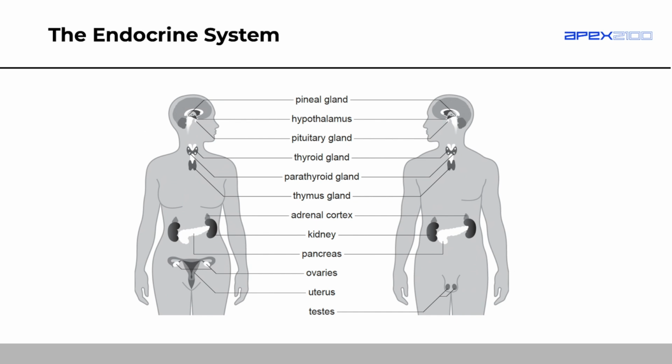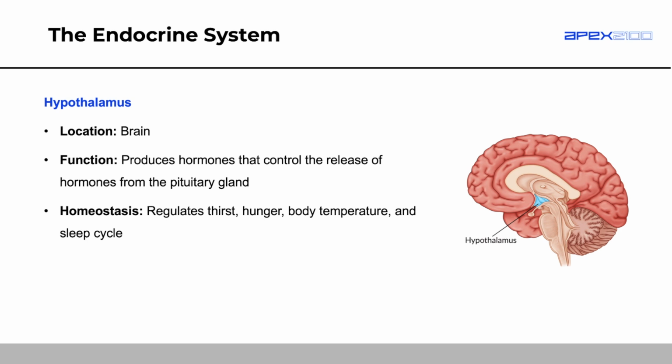Now, you can see in this picture, there's quite a few labeled glands here. Some of these labeled structures here aren't actually glands, but I'm going to go through the important ones with you now. So the first one, the main important one, is the hypothalamus. It's in the brain and it produces hormones that control the release of hormones from the pituitary gland.